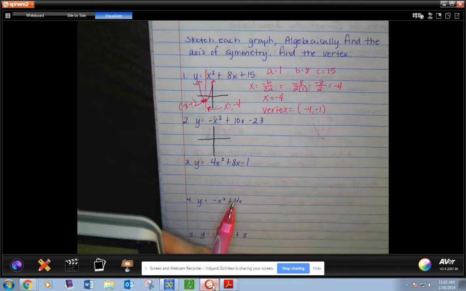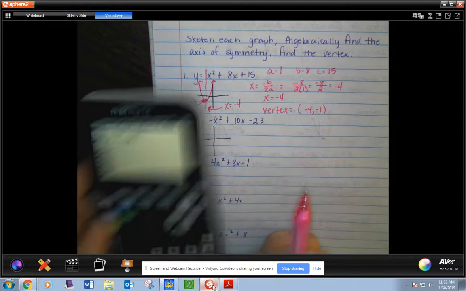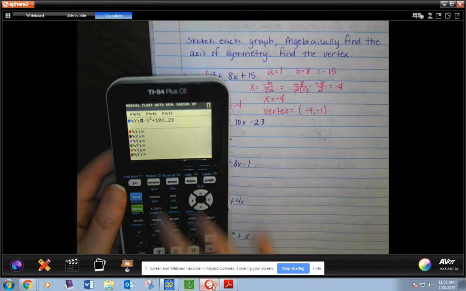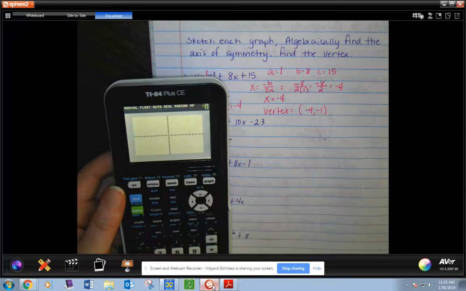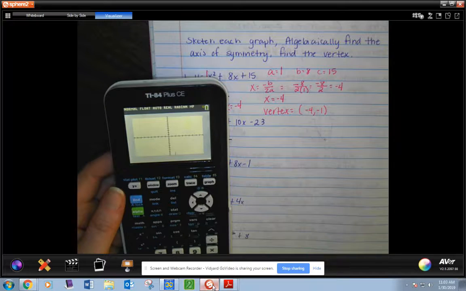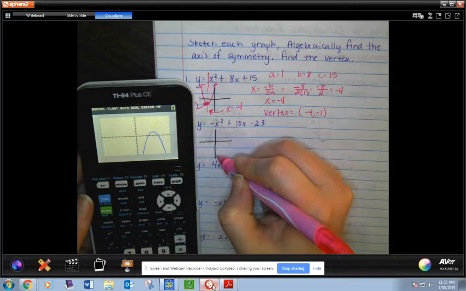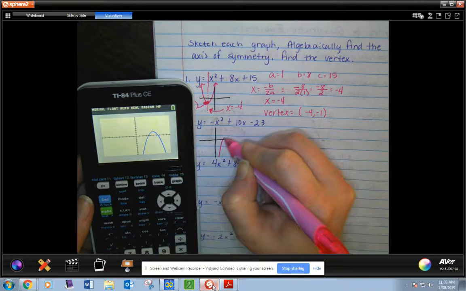Oh, I forgot the x. To get it back in there, you can press second, DEL, and just x. And now I'm going to graph it. Now it should show up. There we go. Okay, this one looks something like this.